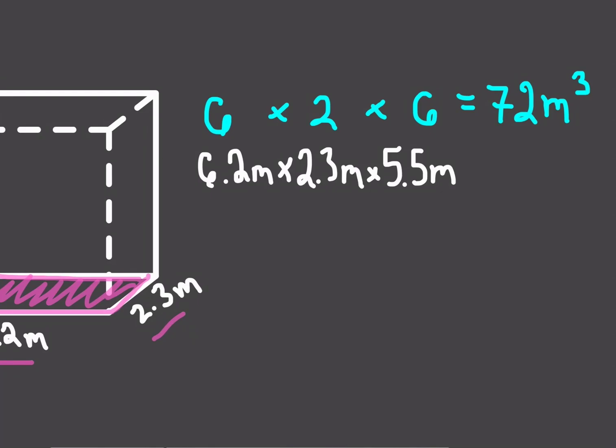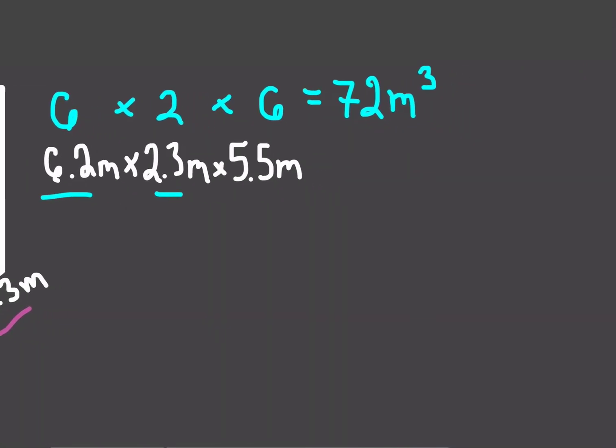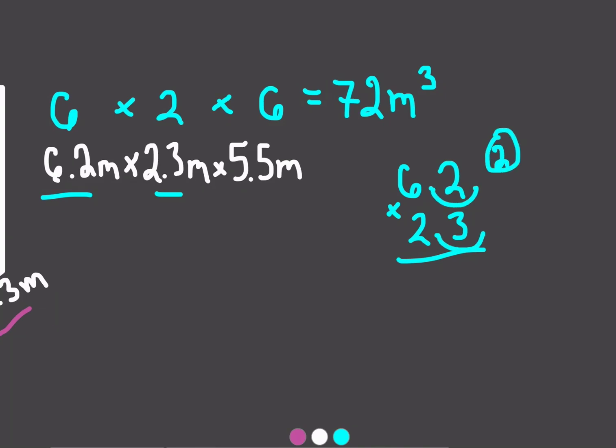So the first thing I'm going to do is 6.2 times 2.3. I'll do it over to the side. 6.2 times 2.3. Jump my decimals out of the way. It took me 2 jumps. 3 times 2 is 6. 3 times 6 is 18. Skip a line and put a 0. 2 times 2 is 4. 2 times 6 is 12.